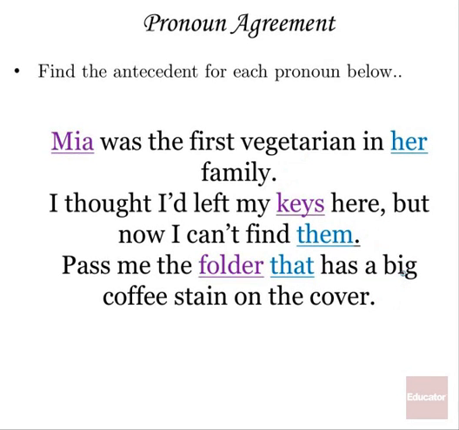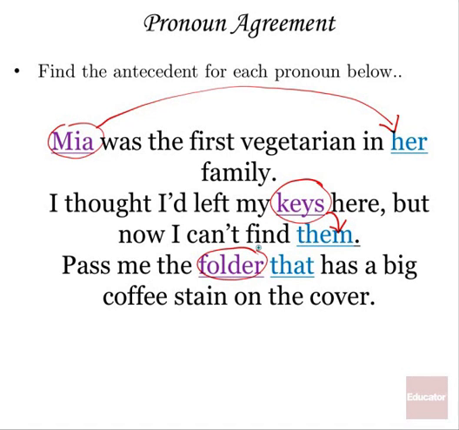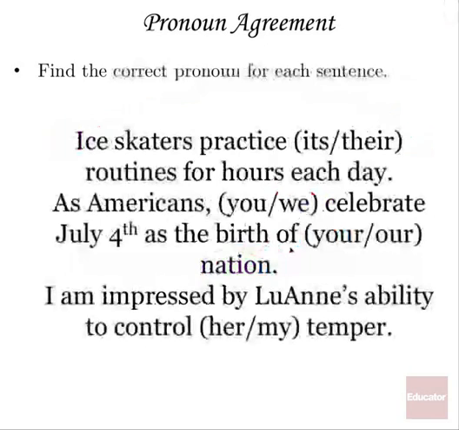All right. Mia was the first vegetarian in her family. Her is taking the place of Mia. I thought I'd left my keys here, but now I can't find them. Them is taking the place of keys. And pass me the folder that has a big coffee stain on the cover. That is taking the place of folder. Otherwise, you'd just be repeating yourself all the time. Mia was the first vegetarian in Mia's family. I thought I'd left my keys here, but now I can't find my keys. And it goes on and on like that. So you see the necessity of pronouns.